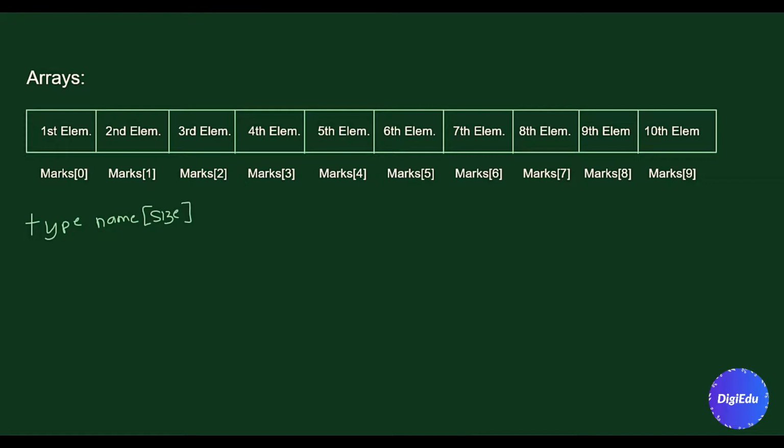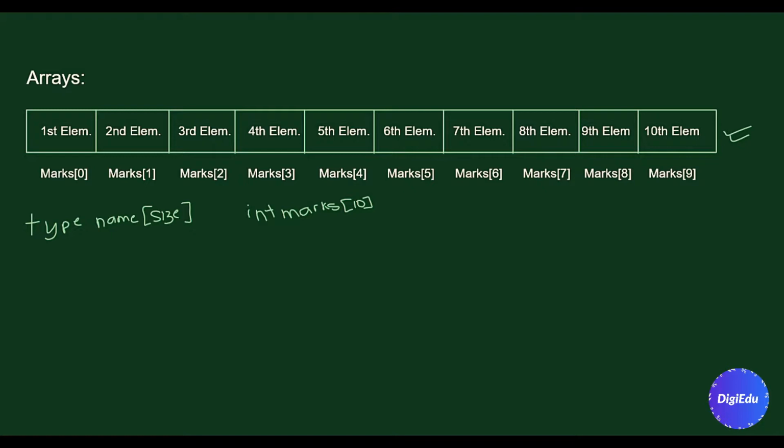Now let's take an example of an array. Let's say int is the data type. The array is of name marks. Okay, and the size of the array is 10, right? So this particular array is stored in this particular way in memory. Okay, so in the above statement, you can see that marks contain 10 elements.